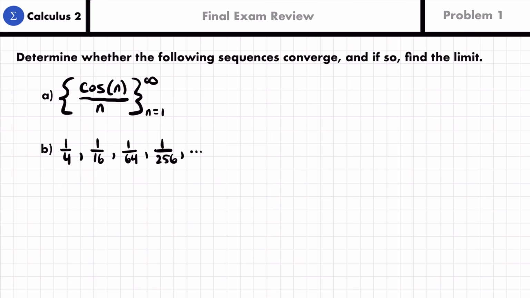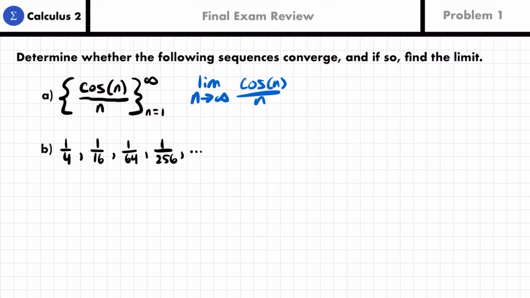Alright, now remember, a sequence converges if the limit as n approaches infinity of the nth term is equal to some finite value, meaning it's not infinity or negative infinity. And so whatever the value of that finite limit is, will be the value that the sequence converges to. Okay, so what we want to do here is take the limit as n approaches infinity of cosine of n divided by n. And so looking at this limit, what happens to this expression as n approaches infinity?